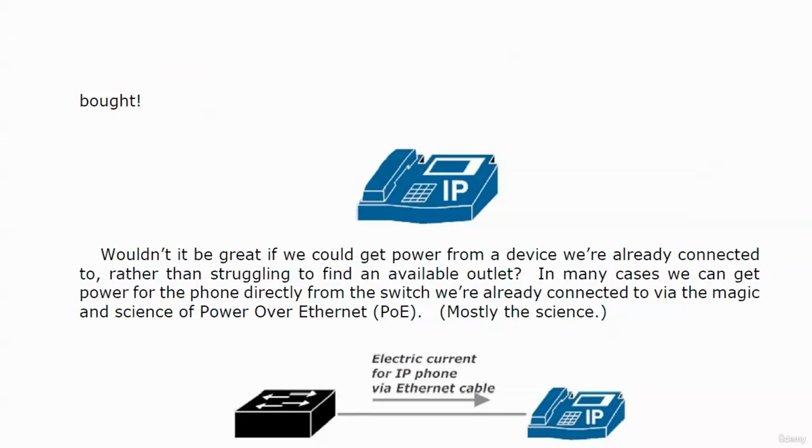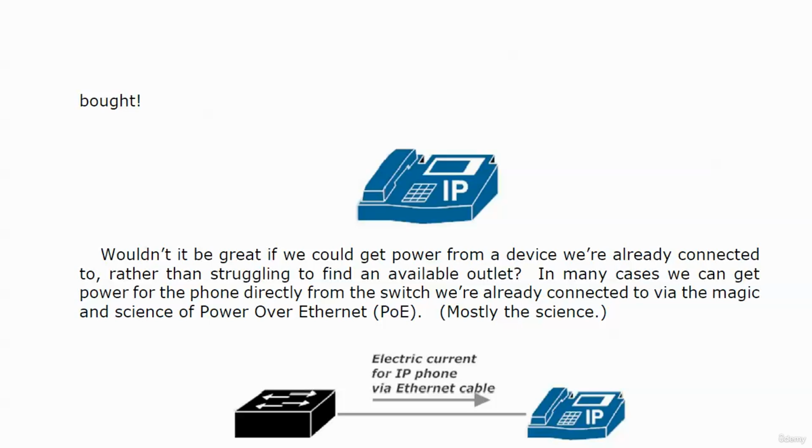And let's just take this IP phone for example. You got a new IP phone you're installing. Well, wouldn't it be great if we could get power from a device that we have to connect to anyway, rather than struggling to find that available outlet? Well, in many cases today, we can actually get power for the phone and certain other networking devices directly from the switch we're already connected to via the magic and science of power over Ethernet, PoE. And it's mostly the science. There's not really much magic involved. But what actually happens is, after these two devices have a little conversation, the switch starts to give the necessary amount of power to the phone or whatever particular device is on the other end of that connection.